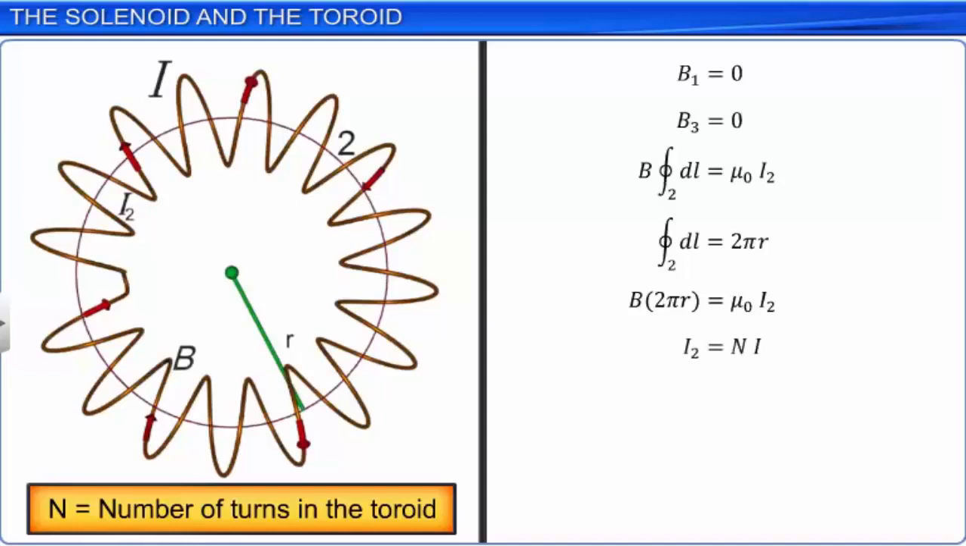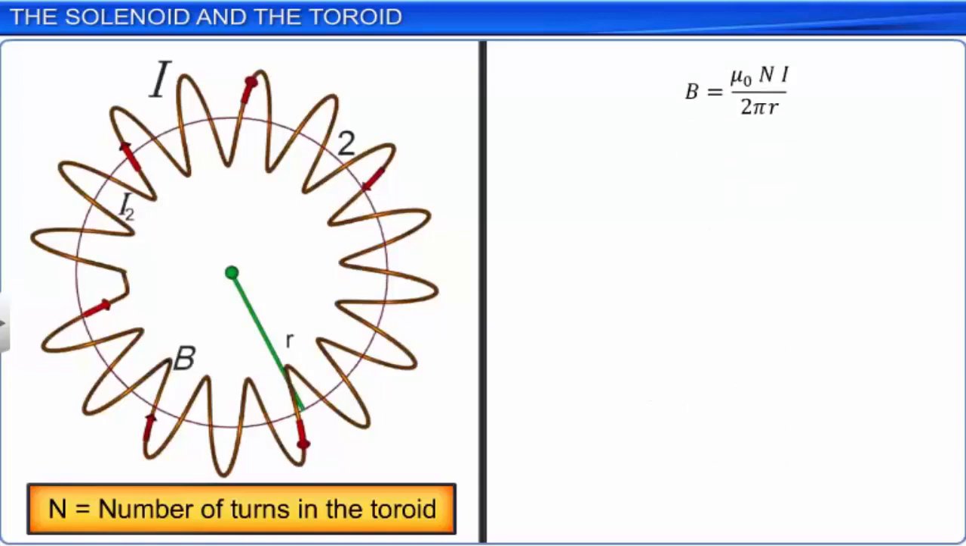Substituting the value of I2 in the expression and simplifying, we get the magnetic induction due to the current carrying toroid, B, equal to mu naught N i by 2 pi r. Note that the magnetic induction is inversely proportional to the radius of the toroid, provided the other quantities in the expression are constant. That is, as the radius of the toroid increases, the magnetic induction decreases. Magnetic induction is directly proportional to the current passing through the toroid, when the other quantities in the expression are constant.